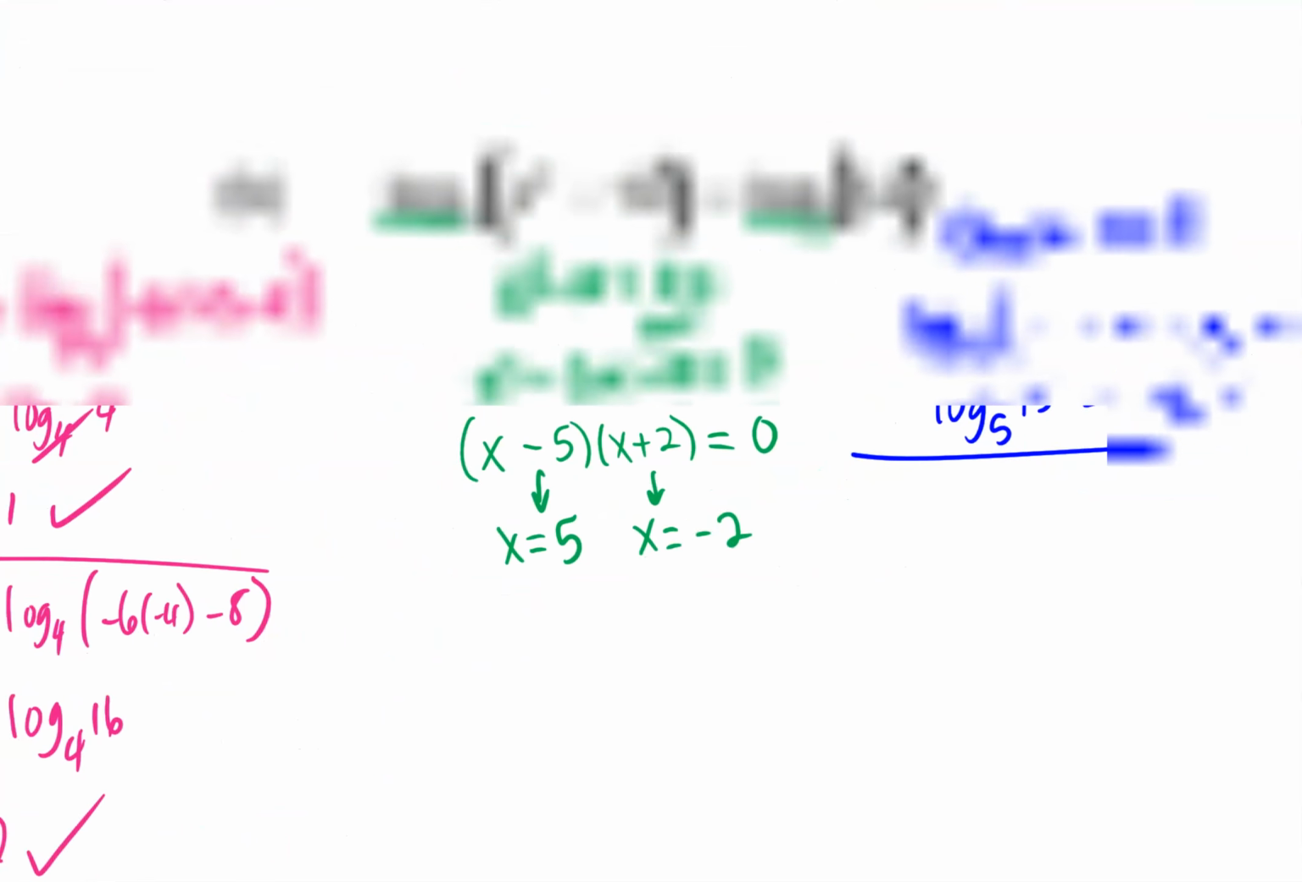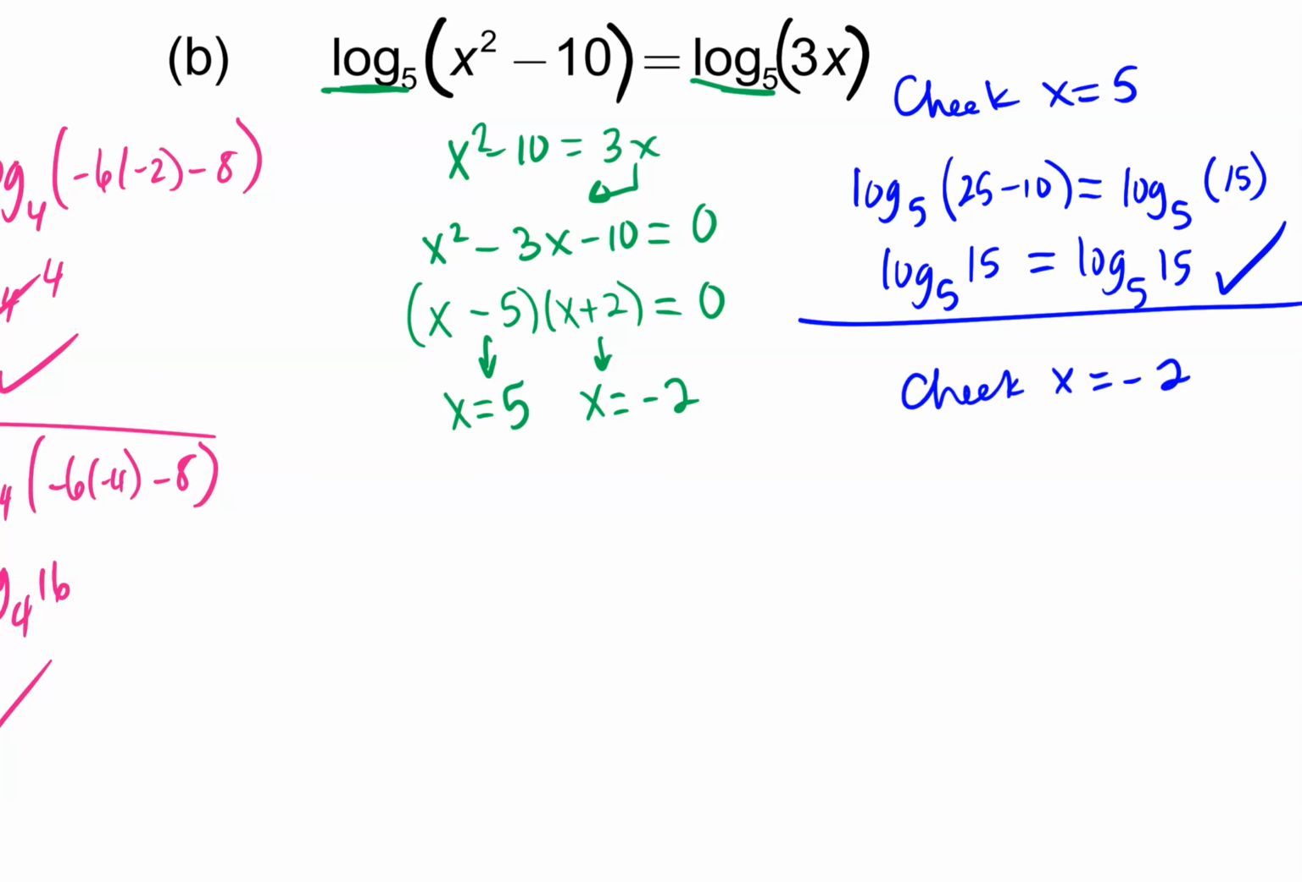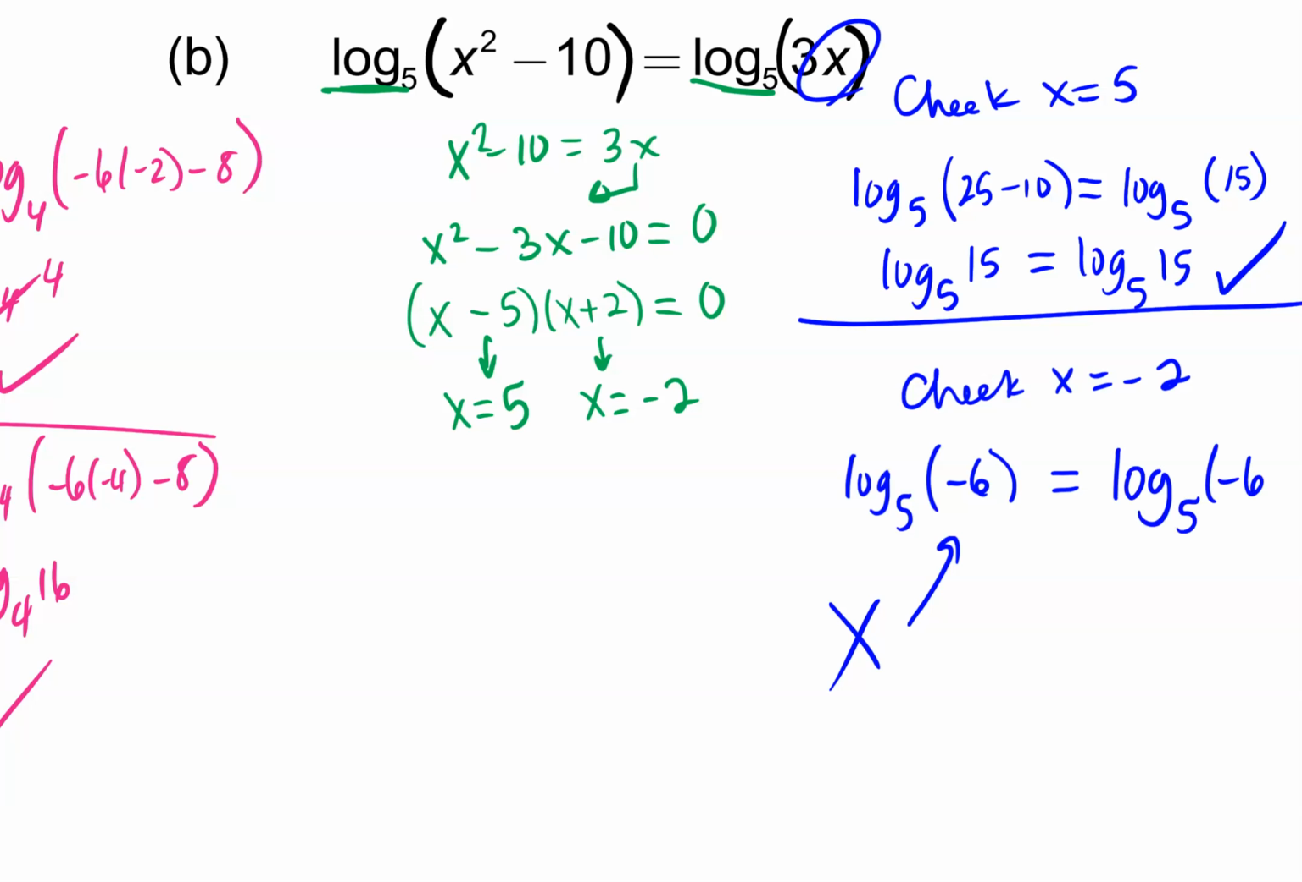Okay. Let's check negative 2. Check x equals negative 2. So log base 5, negative 2 squared is 4. 4 minus 10 is negative 6. Uh-oh. This is a no-no. I can't take the log of a negative number. If I do it on the right side, negative 2 times 3 is negative 6. So although the left side and right side technically are the same, with log base 5 of negative 6, you can't have a negative inside. You can't take the log of a negative. So this is not an answer.